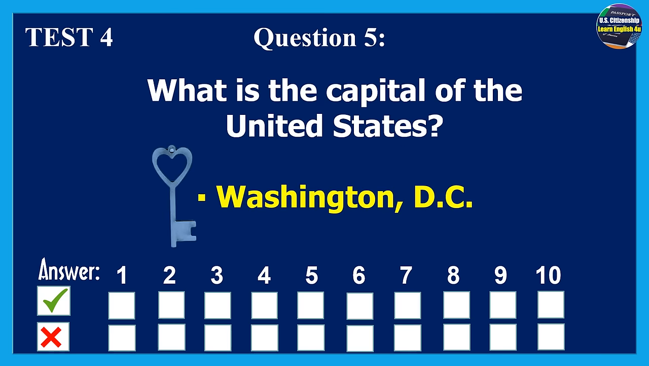There were 13 original states. Name 3. New Hampshire, New York, New Jersey. What happened at the Constitutional Convention? The Constitution was written. When was the Constitution written? 1787.